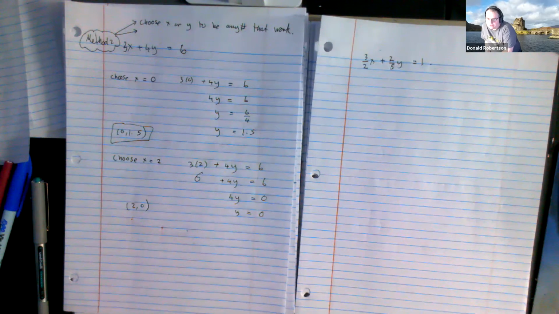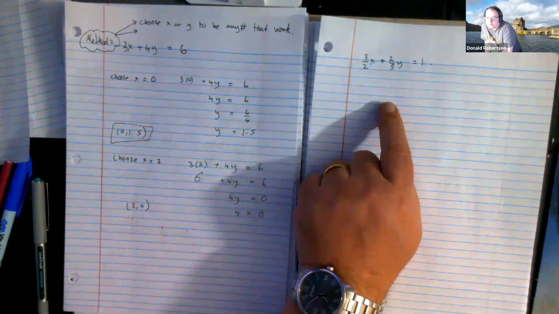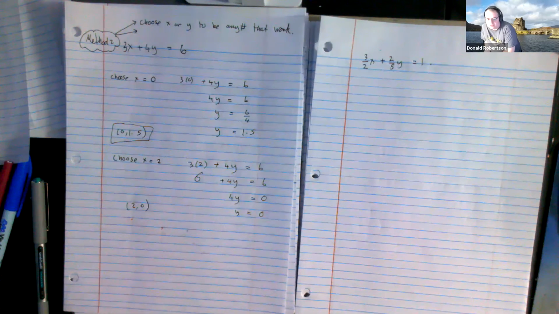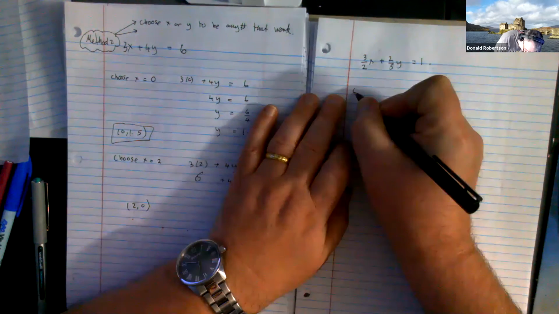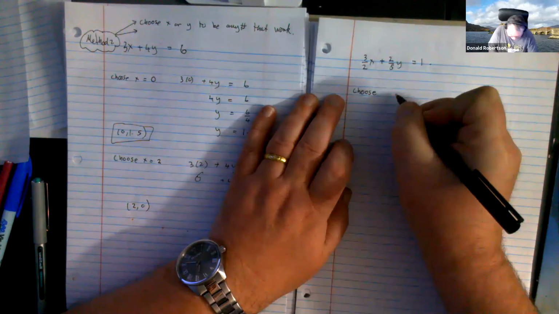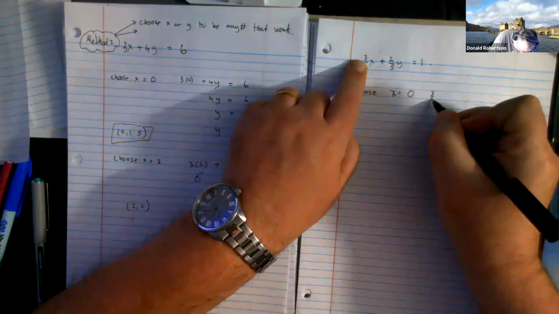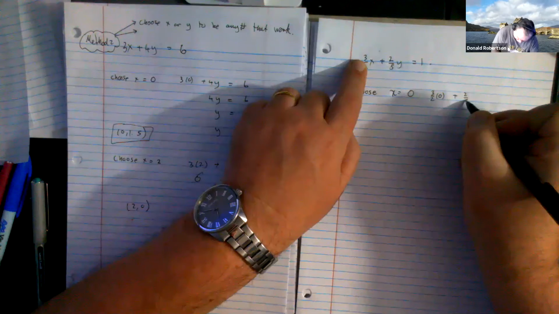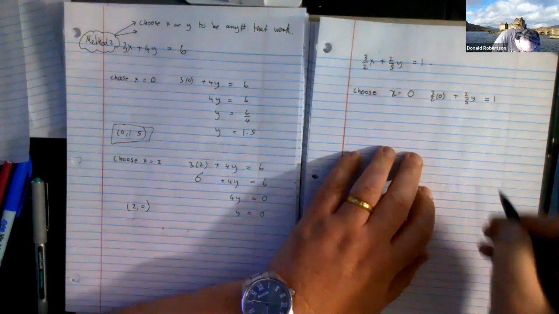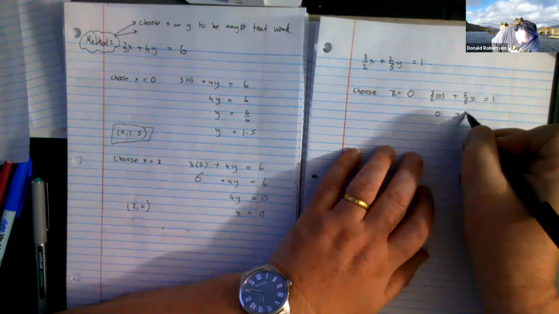Could I do x equals 0? Could I do y equals 0? Yes, I could. And that would work. And I'm going to show you method 1, doing it with that, and showing that it would work. And then I'm going to show you method 3, a different technique for solving the same problem. So method 1, you find the x and y intercepts. So you choose x to be equal to 0. Now 3/2 times nothing plus 2/5 y equals 1. 0 plus 2/5 y equals 1.